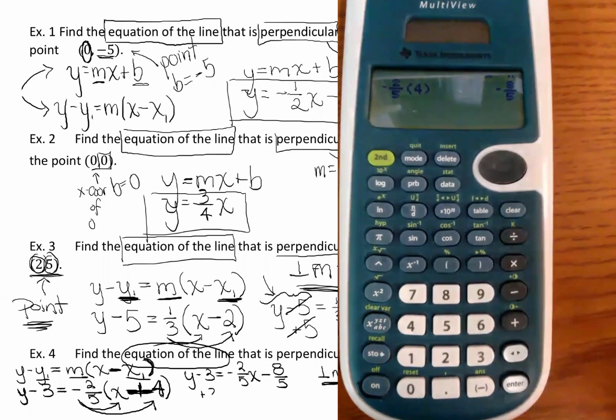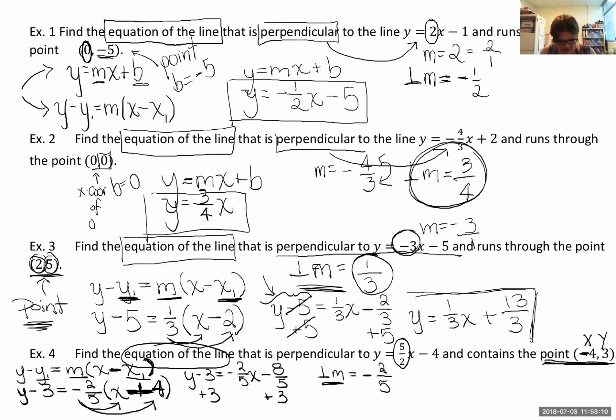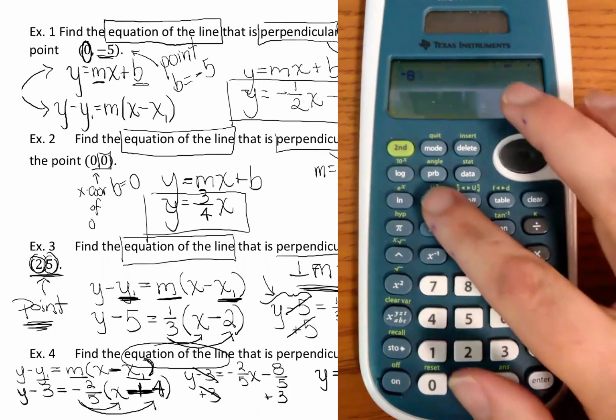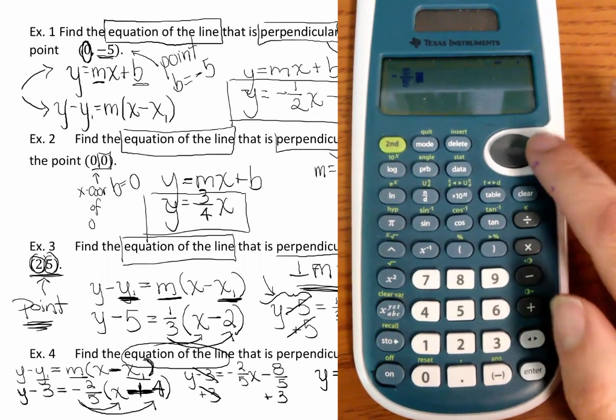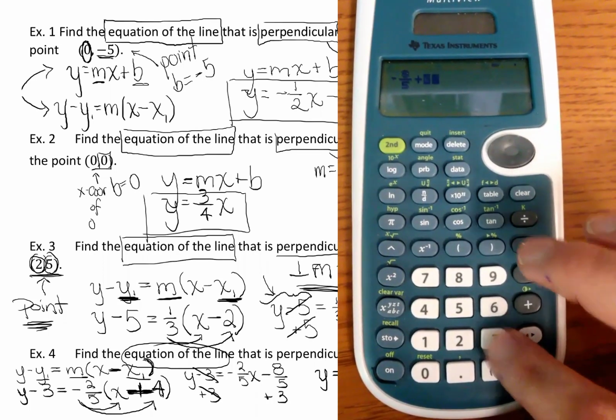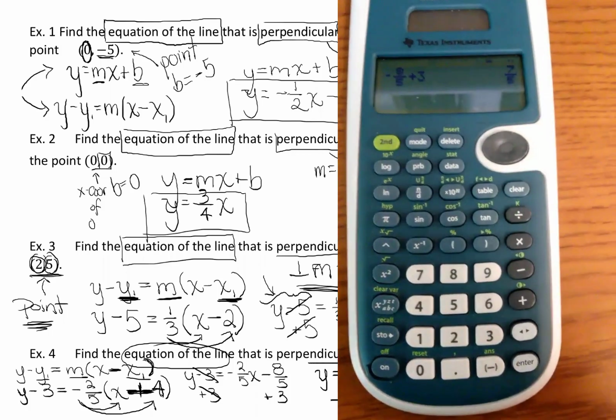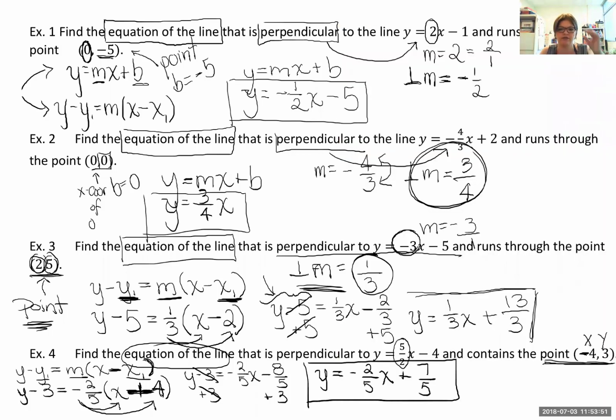I just got to get my y alone. So I'll add 3 to both sides to get rid of that -3. I did not give myself enough space on this problem. On the left-hand side, subtracting 3 and adding 3 will cancel, so my y will be alone. And on the right-hand side, I didn't do anything to -2/5 x, so it'll remain. And I'll do this work in my calculator: -8 over 5, plus 3 equals 7/5. So I'll write +7/5. Final answer. I don't care if it's messy. Your calculator took care of the messy.